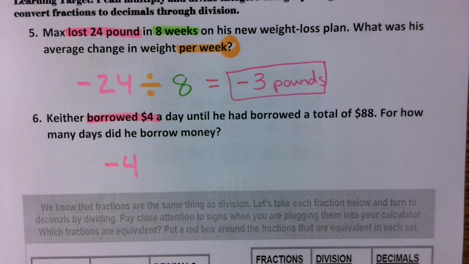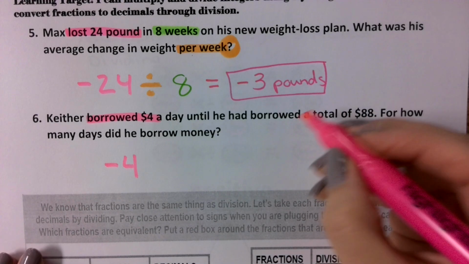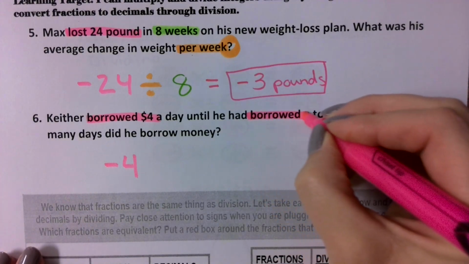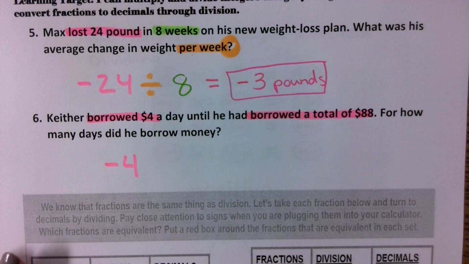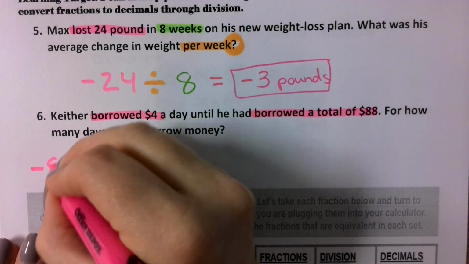What else can we highlight? Damien? A total of $88 also borrowed, right? We borrowed a total of $88, which is also a negative. So we've got a negative 88.